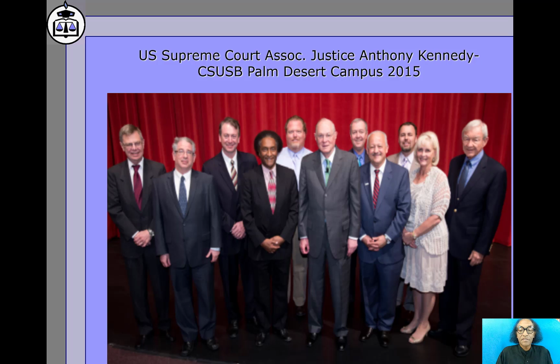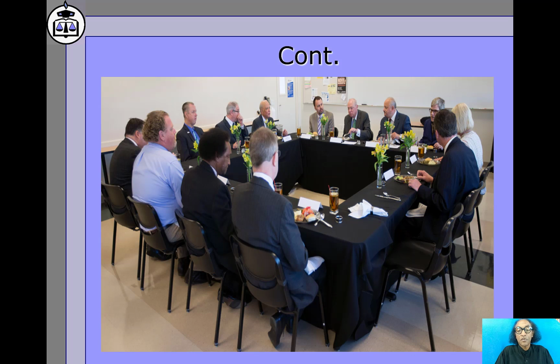And lastly, just a few pictures. This is a picture of when United States Supreme Court Associate Justice Anthony Kennedy visited our Palm Desert campus in 2015 and gave a lecture to my constitutional law class. As you can see, I am standing, looking at the picture to the left of Justice Kennedy. And behind me is our department chair and other members of the faculty at Cal State San Bernardino. And this picture shows us having lunch and having just general discussions.